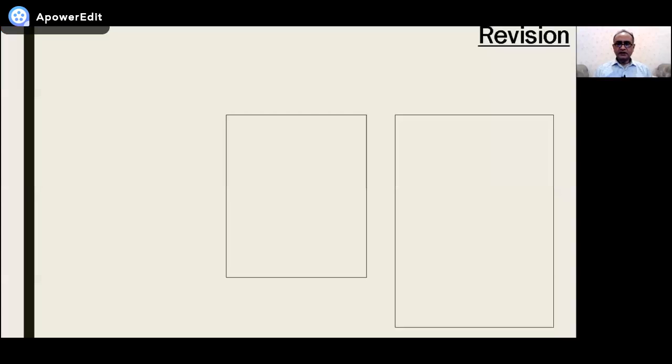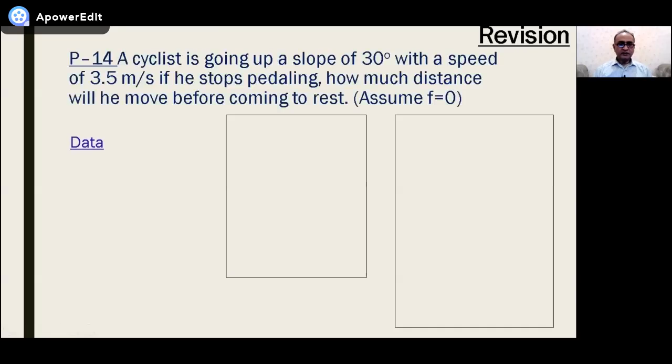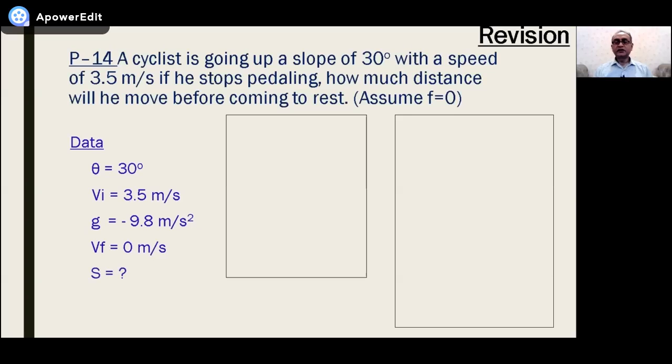So what have we done? We have done a few problems yesterday and the day before yesterday. Recall your memories. A cyclist was going up. What was the speed? 3.5 meter per second. What was the slope? 30 degrees. He stopped paddling, that is why the final velocity is 0. Since the cyclist is going up, that is why the negative sign is there with 9.8. And we have to find the distance before it comes to rest.